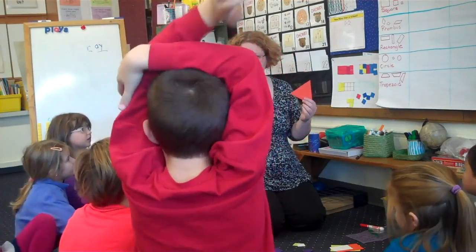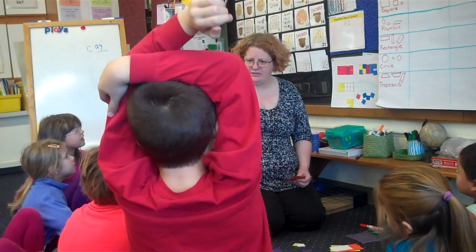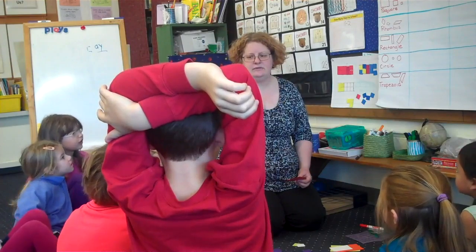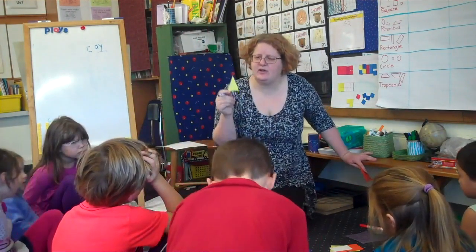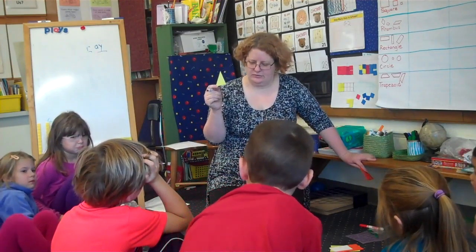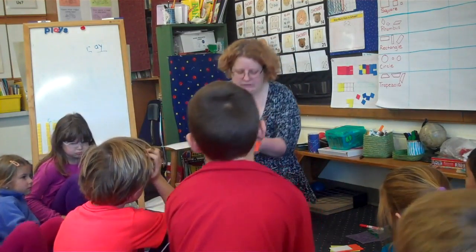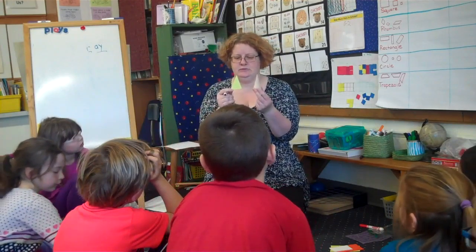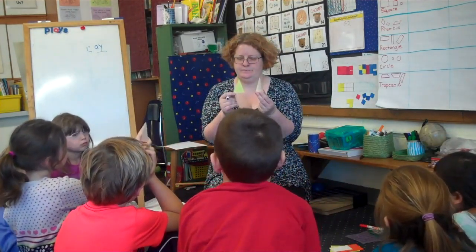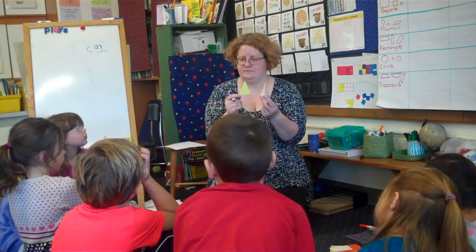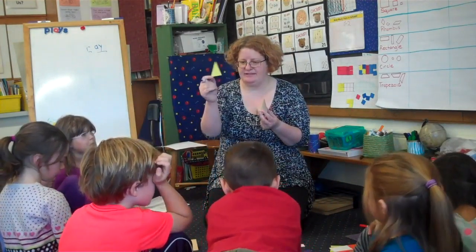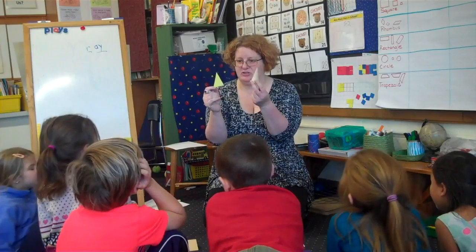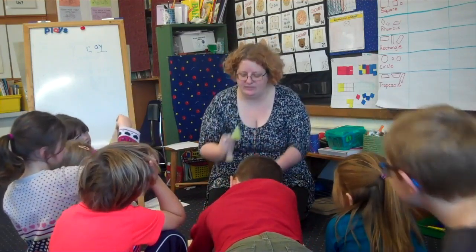Is this a triangle? No. This isn't a triangle? Yes. Is it a triangle? It's a cone? Why do you think it's a cone? This is kind of like a cone, but it has sides too. We're going to be talking a lot about the 3-dimensional shapes soon. But this is a 2-dimensional shape. Cones are 3-dimensional shapes. Triangles are 2-dimensional shapes.